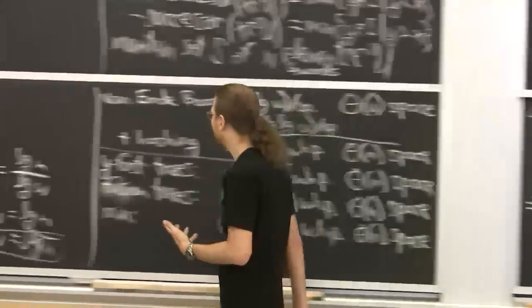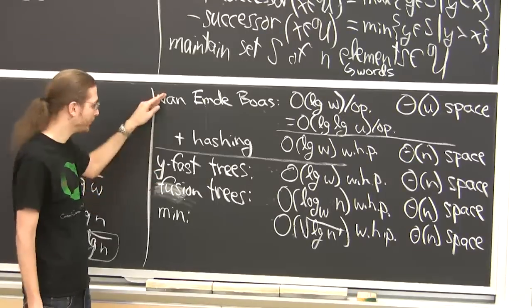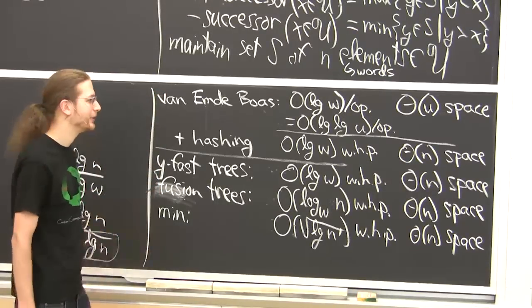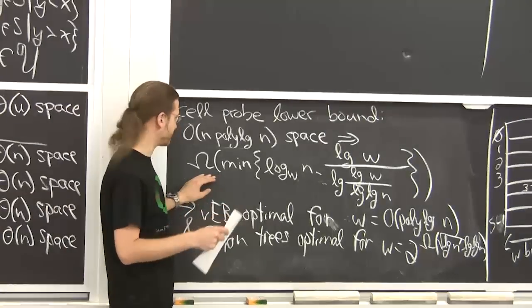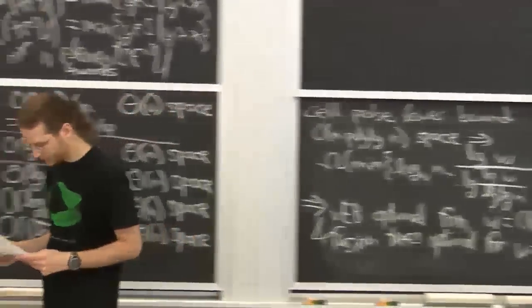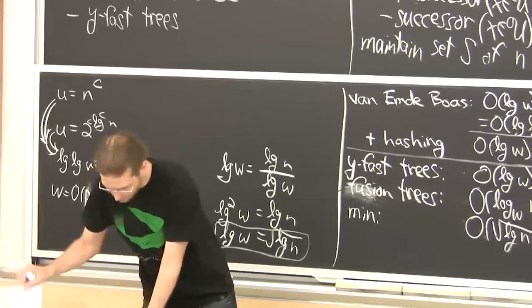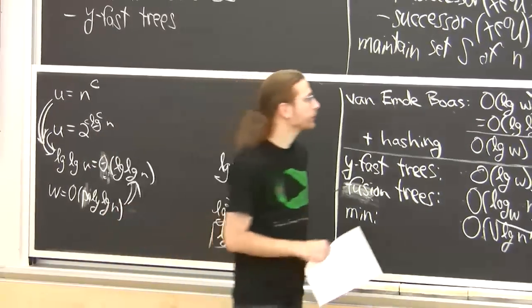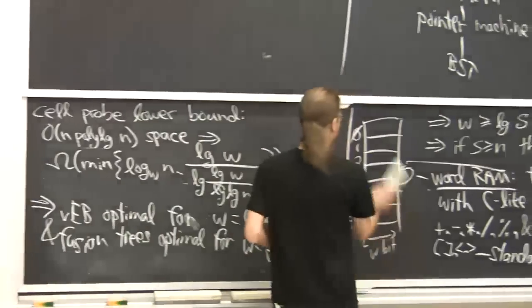You have to know about Van Emde Boas, you have to know about fusion trees. And so this lecture is about Van Emde Boas, next lecture is about fusion trees. This result is from 2006 and 7, so pretty recent. Okay. So let's start Van Emde Boas.